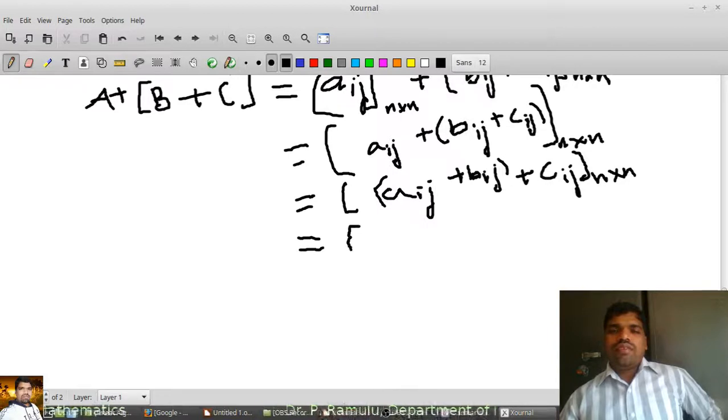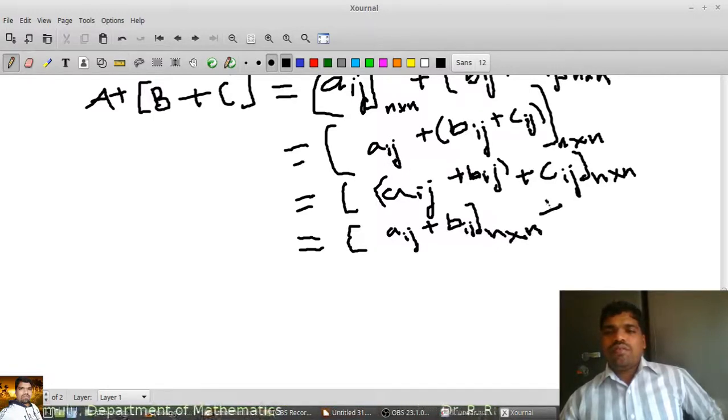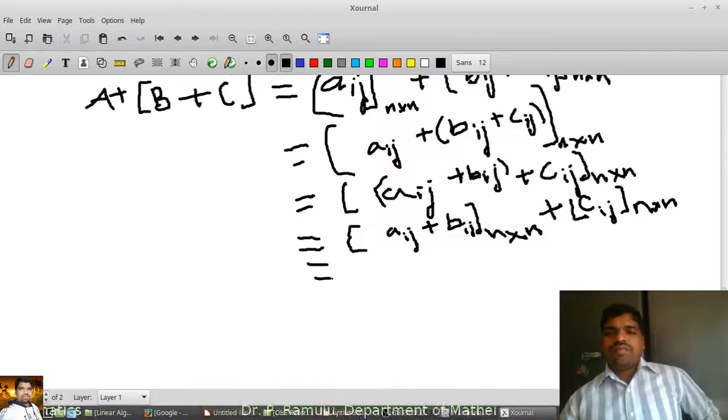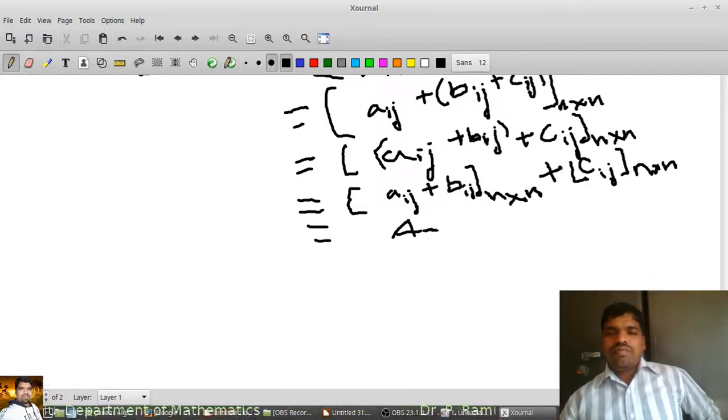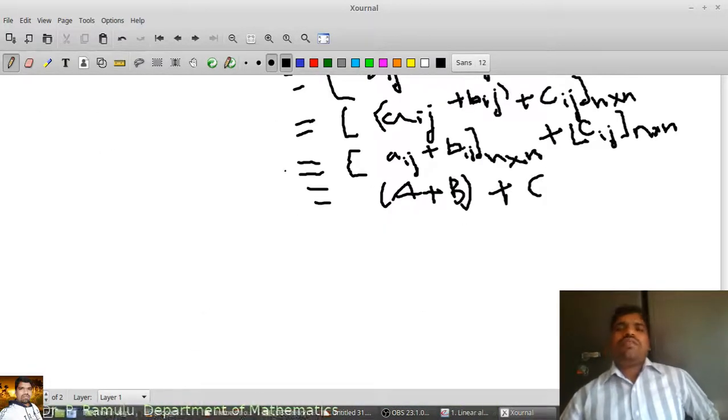So we can write Aij plus Bij plus Cij equal to the bracket Aij plus Bij of n cross n matrix, plus Cij. This is nothing but A plus B, plus C. Therefore A plus B plus C is equal to A plus B plus C. So this is the associative property.